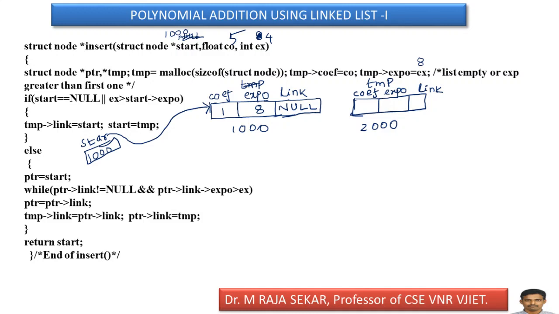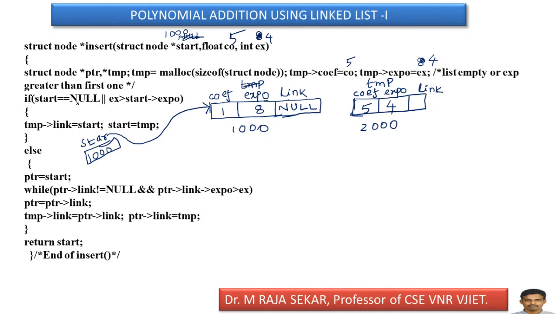tmp->coef = co. What is my CO value? CO value is 5. Therefore here 5 must be stored. tmp->exp = ex. EX means what? Here EX means 4. Isn't it? EX is 4, CO is 5. Therefore, it must be 4. Isn't it? Now, where will I go?